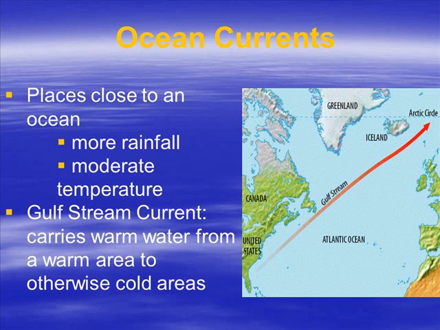Ocean currents can affect the climate of the land near them. Places close to an ocean will have more rainfall and moderate temperature. That means it doesn't get too hot or too cold. One such current that affects the United States and parts of Europe is the Gulf Stream. The Gulf Stream is a surface current that carries warm water from the Gulf of Mexico to otherwise cold areas, like near England.